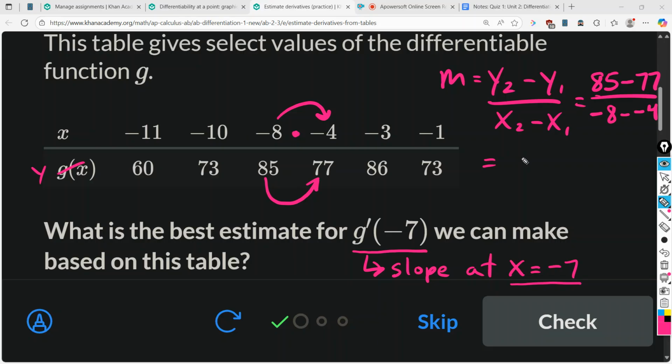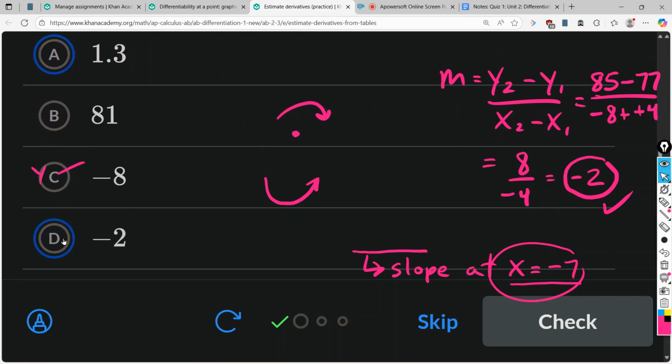85 minus 77 is 8. Two negatives in a row make it positive, and -8 plus 4 is -4. And 8 divided by -4 is just -2. All right, so like we said, if the x value is not on the actual table, just look for where it would land and choose the numbers surrounding that. Okay, -2 is our slope. And let's see if we scroll down. Answer D.